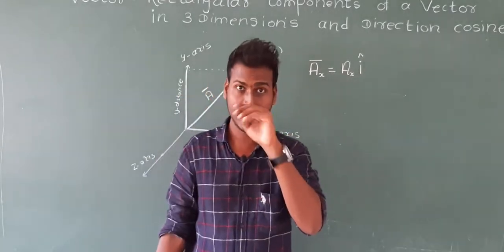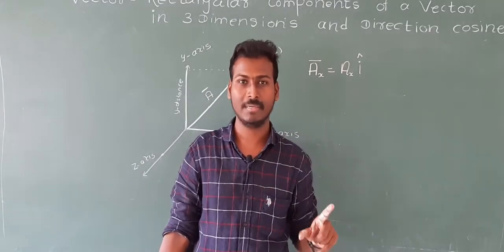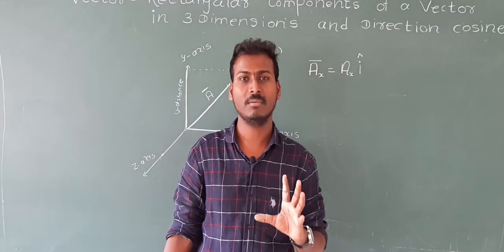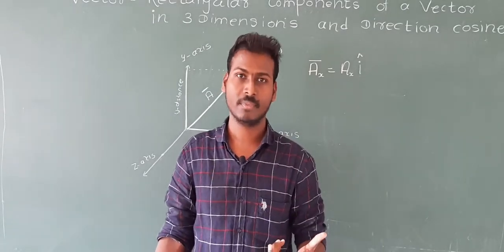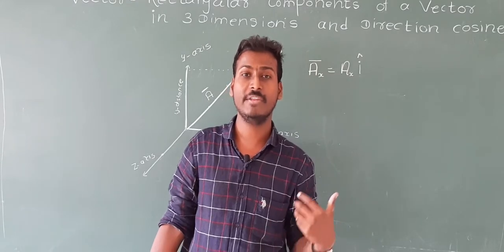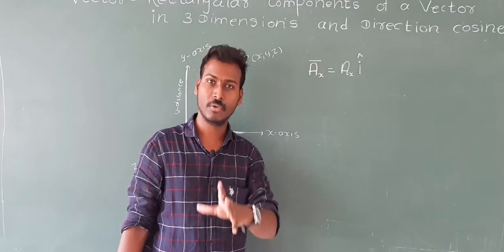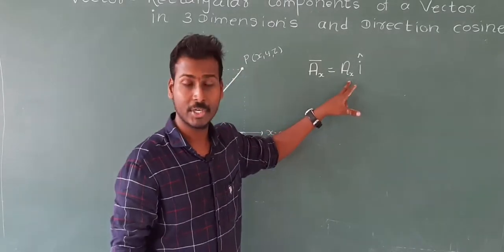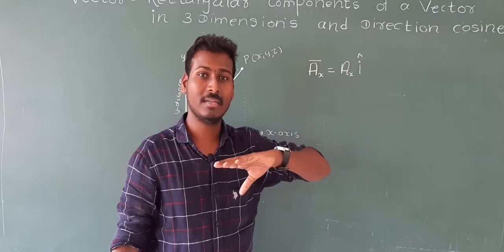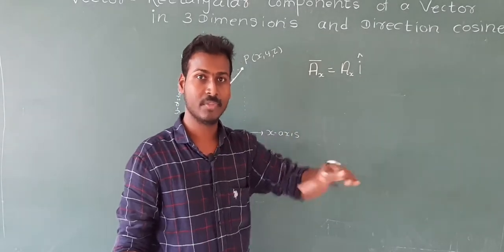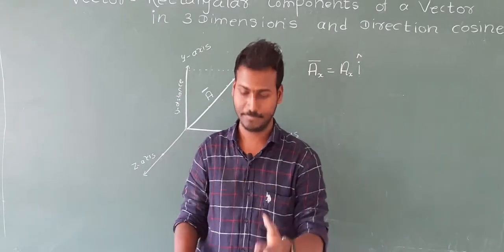i cap is nothing but the unit vector. And what is the significance of the unit vector? I have told you in a previous part. The unit vector describes the orientation of your vector. Orientation means in which direction your vector is going. That is the significance of the unit vector. So always we take the magnitude of that vector into the unit vector along the direction of the vector. Here our vector is going in the x direction, that's why we took i cap.